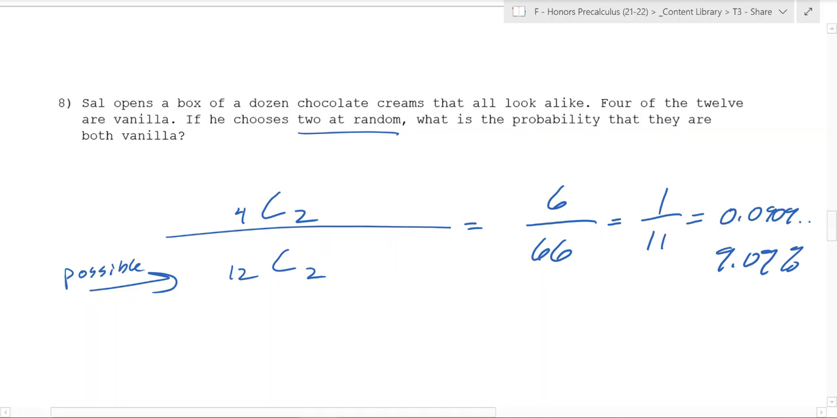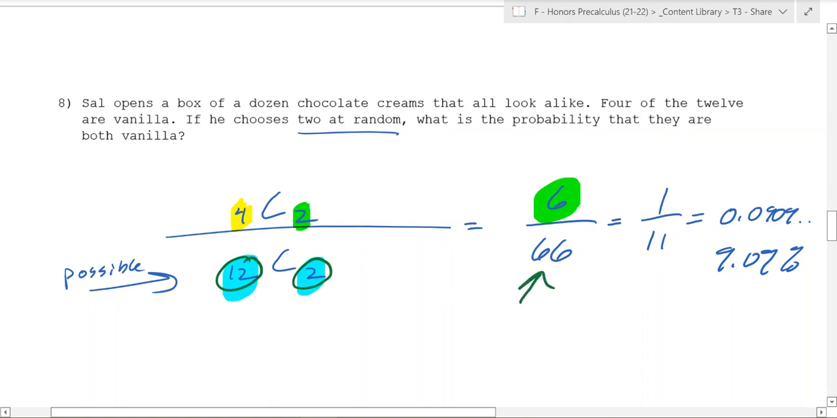So it's pretty low. Again, there are 4 vanilla and you're choosing 2 of them. So there are 6 ways to do that, because that's what 4C2 is. And then over here, the number of possible ways is 12C2. You're choosing 2 from the box of 12. So this is the number of possible outcomes, which is 66.